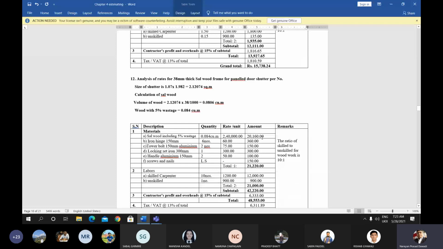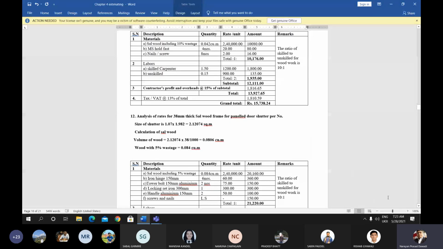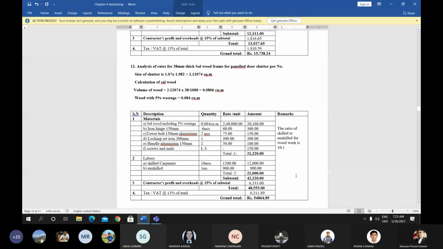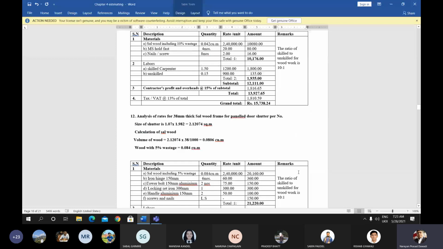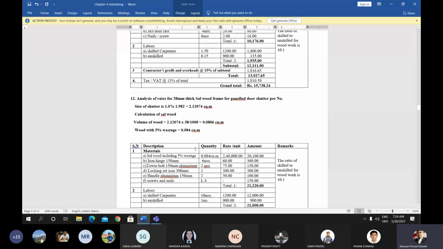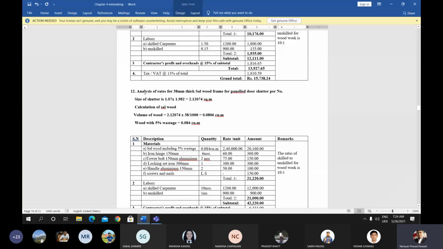Remember this. Up to this I have completed, because 7 minutes remain. Within 7 minutes I can complete the 12 number heading also. 12 number: analysis of rates for 38 thick solid frame for panel door shutter per number. This is considered analysis of rates for 38 thick solid frame for panel door shutter per number.